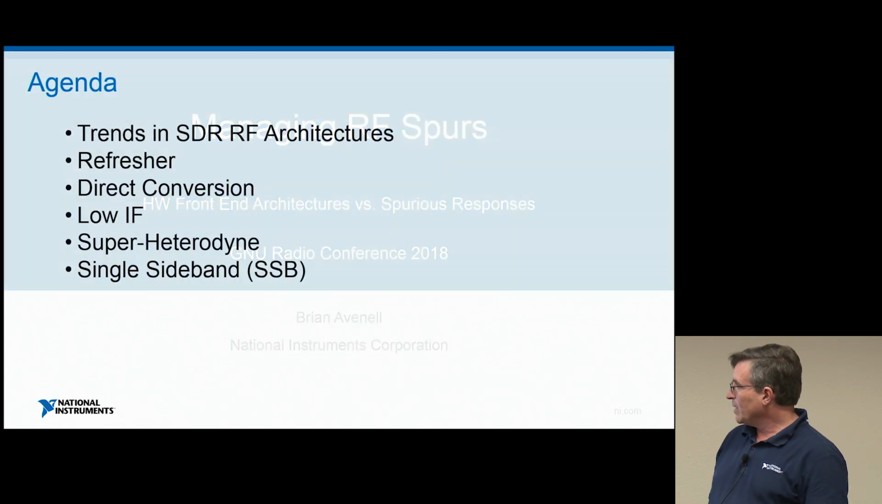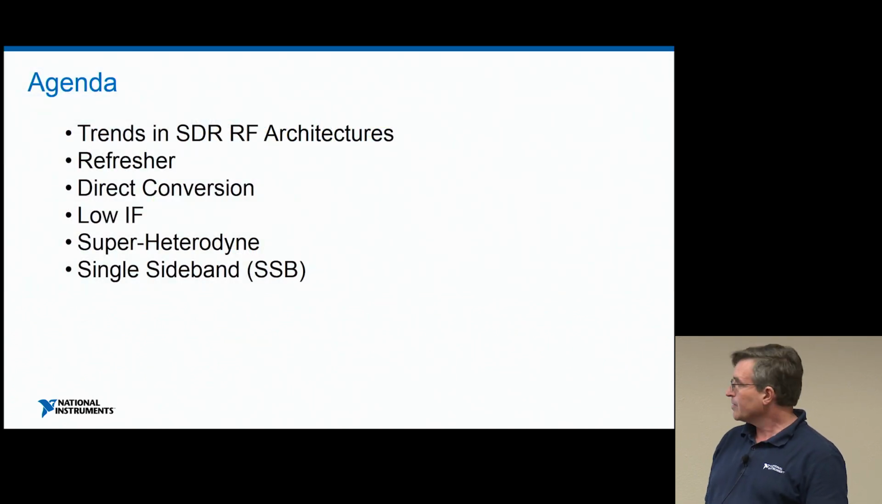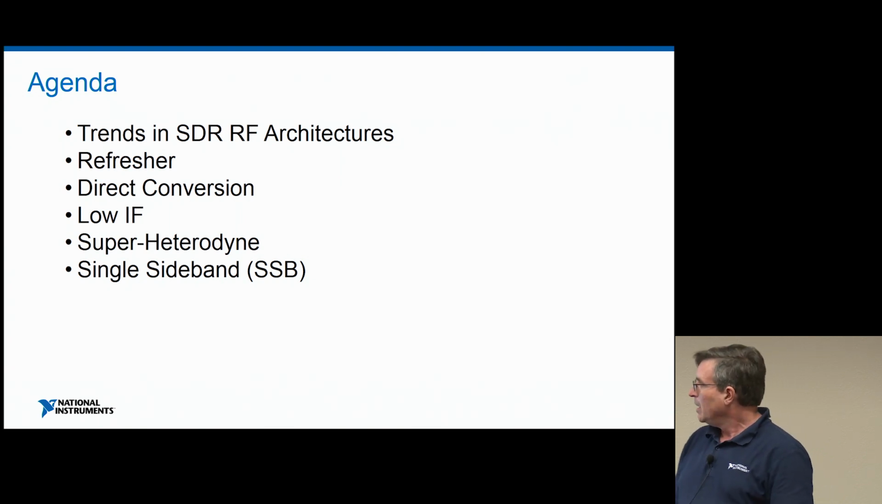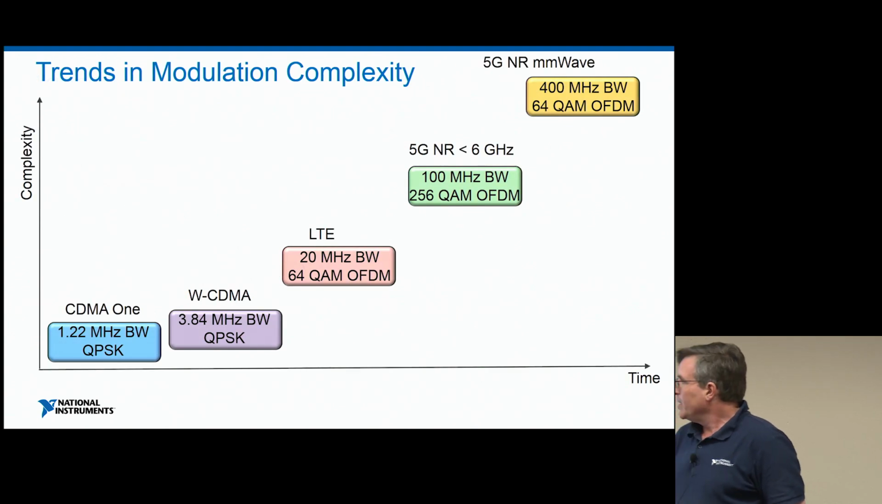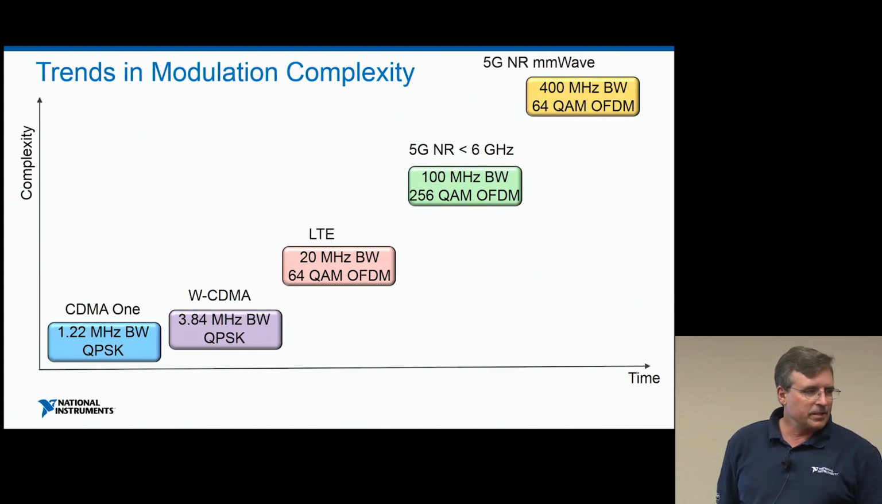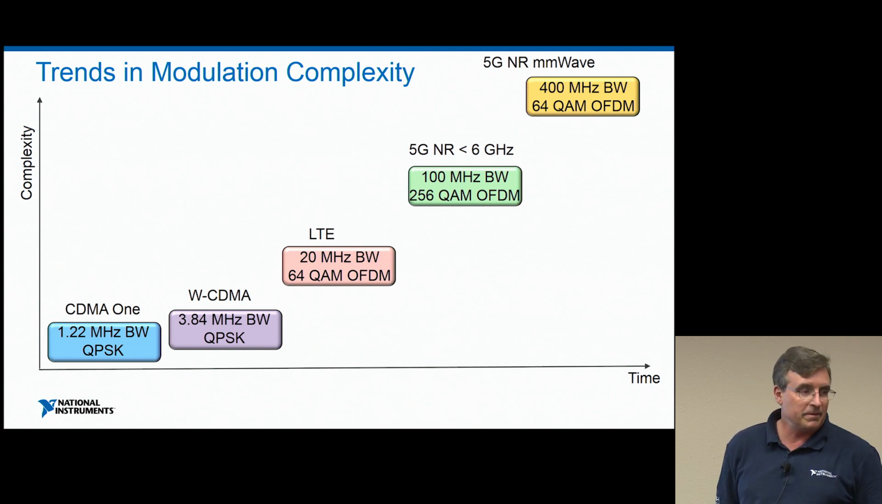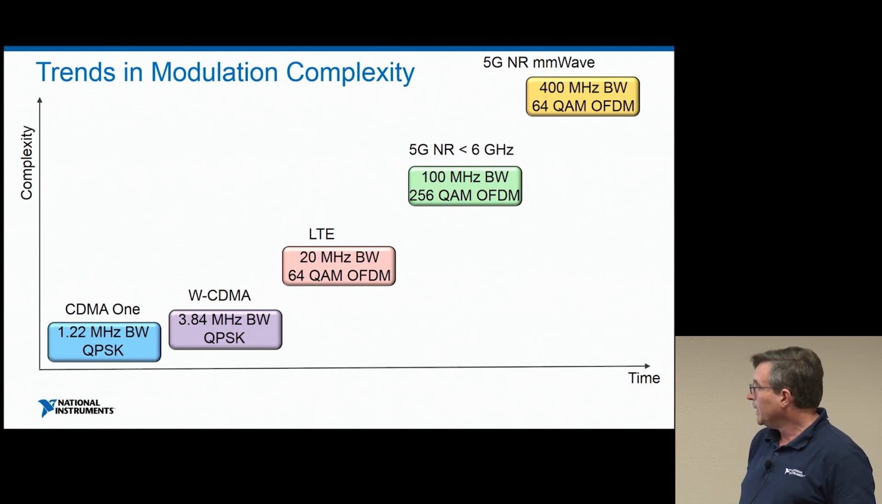So I'm going to go through some trends that I see in RF architectures. I do have a little bit of a refresher course I have to go through in order to get to the bulk of the conversation, which is going to be outlining these 4 different transceivers. So the trends in modulation complexity I look at as the combination of bandwidth and the number of bits per symbol. And over time, of course, it's been increasing.